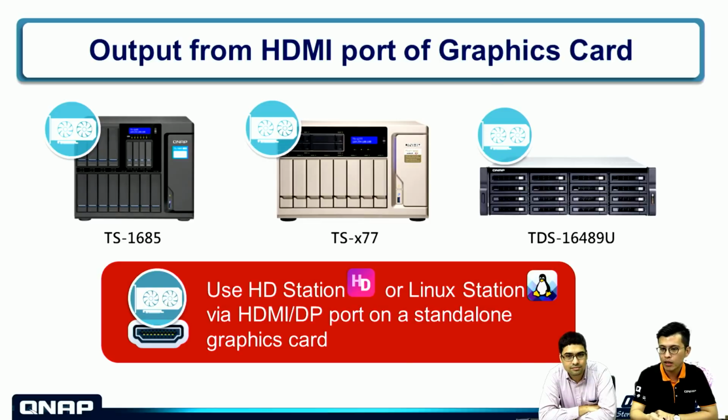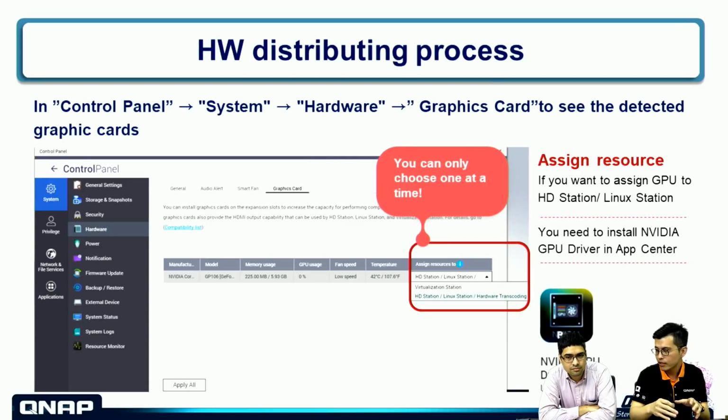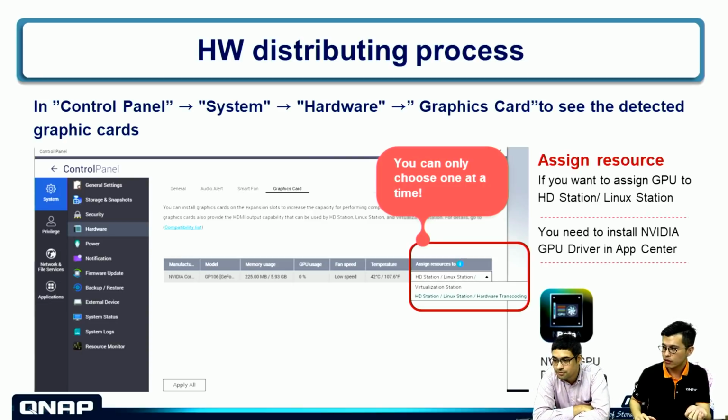Good. So where can we set up these graphics cards? In QTS, you can go to Control Panel, System, and then Hardware, and you will see this new item called Graphics Cards. If you want to use HD Station, Linux Station, or Virtualization Station, you have to set it up here. One thing you have to be aware of is that it's only for either QTS or Virtualization Station use. You can choose just one of them at a time. Okay, so I just want to show a real demo of where we can set this up. Yeah. Okay, let's do the demo. Thanks.